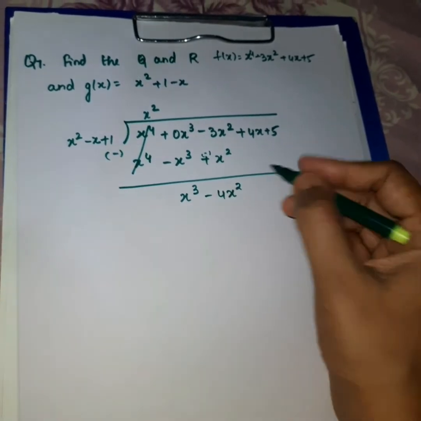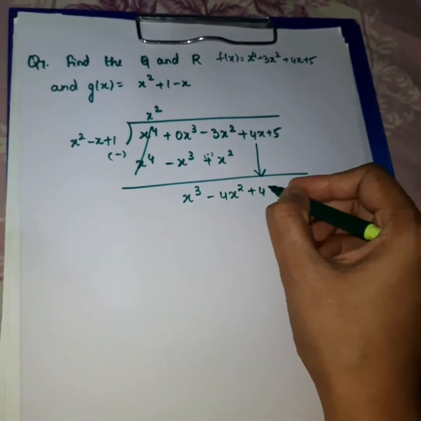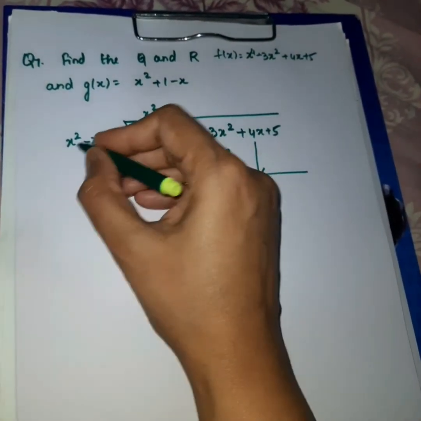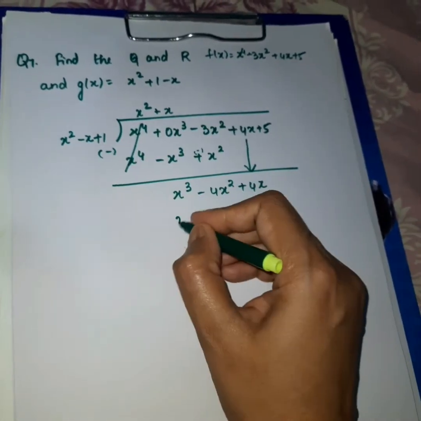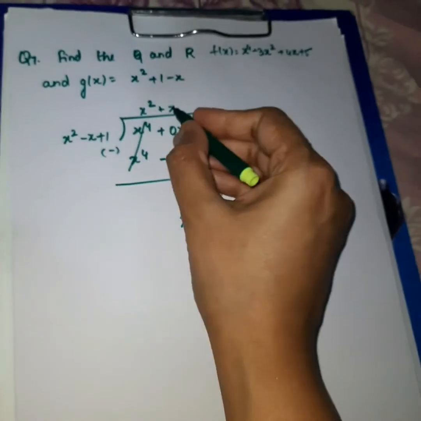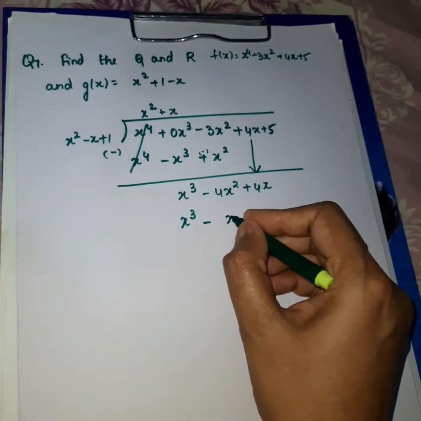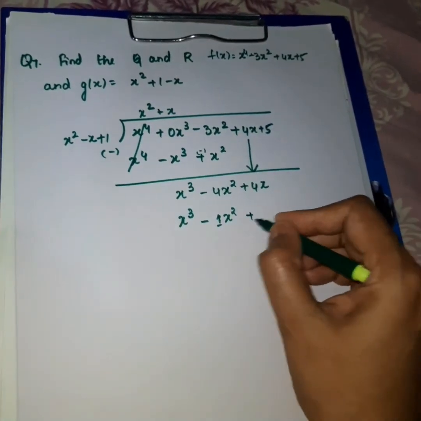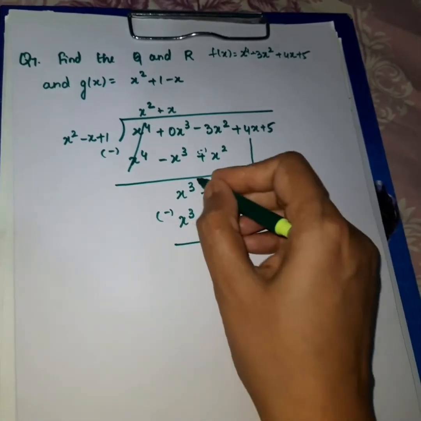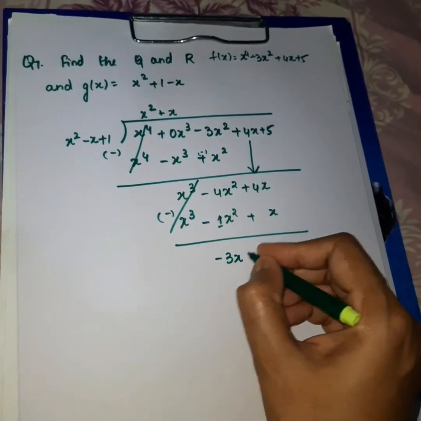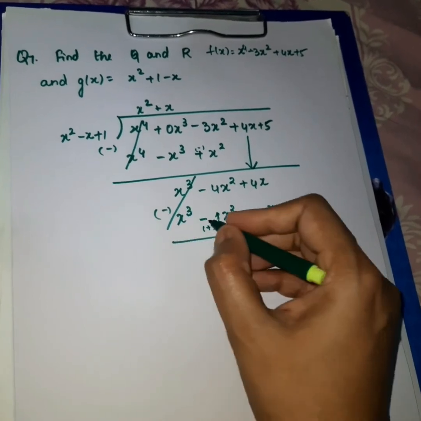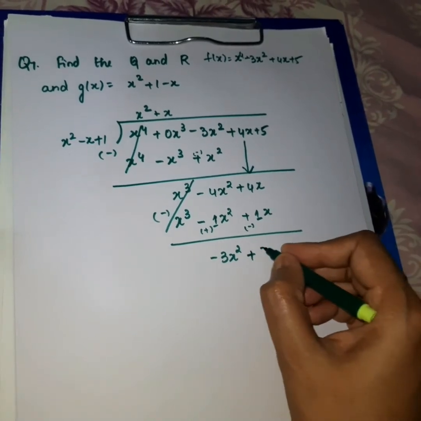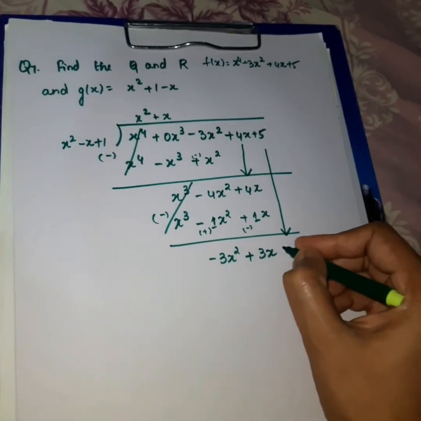x cube minus 4x square plus 4x. So just by adding plus x, we get x cube, minus into plus. So that's minus x square plus x. That's again 1x. By subtracting, x cube goes off. This becomes plus. So minus 3x square. That becomes minus. So 4 minus 1x is 3x plus 5.